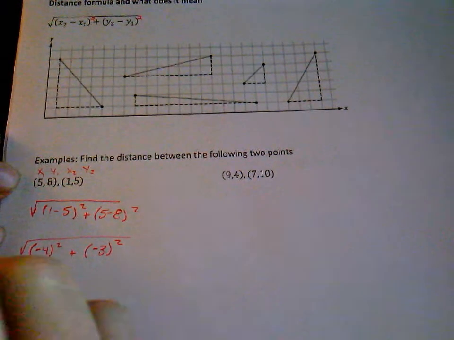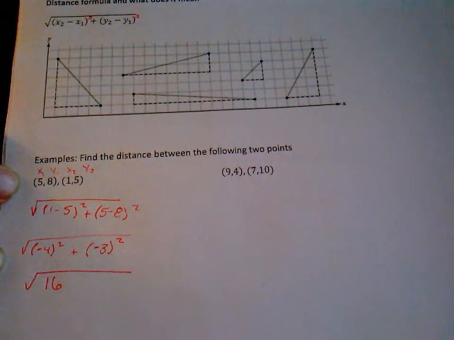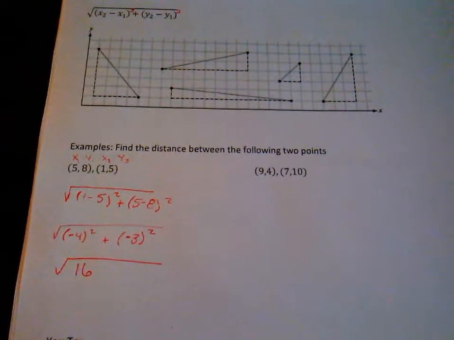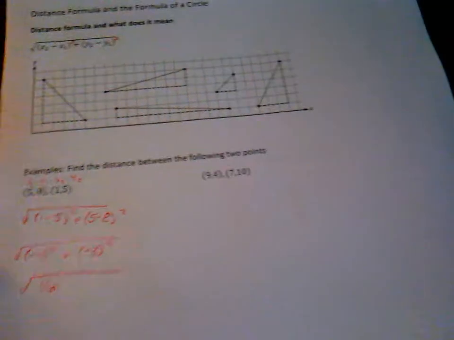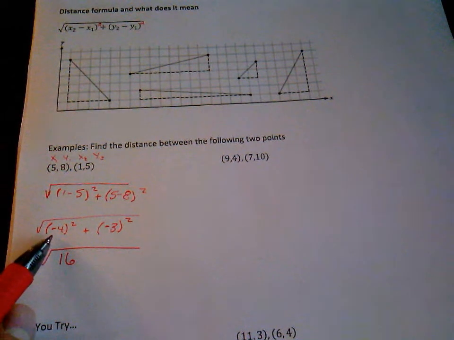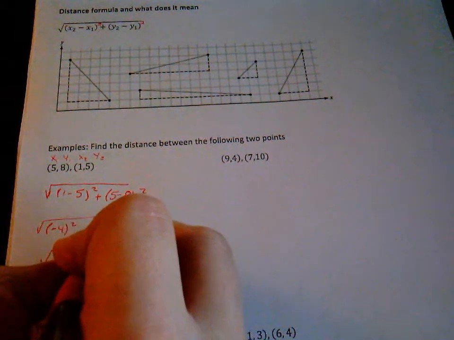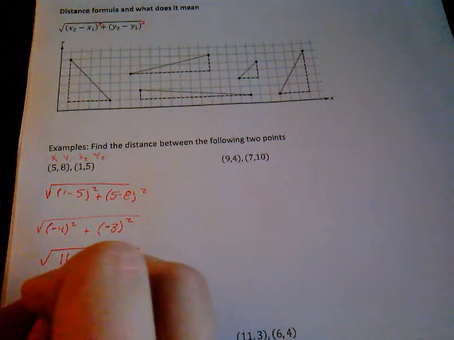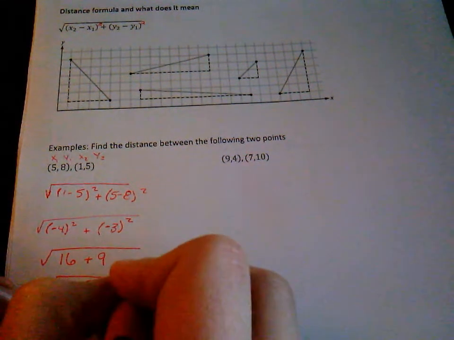So let's actually square these. Negative 4 squared is going to be positive 16. You should always get a positive number when you square something, because a negative times a negative is a positive, or a positive times a positive is still also a positive. So since you're just multiplying the same number, it's either going to be negative times a negative or a positive times a positive, which will always make a positive number. Negative 3 squared is 9. Okay. 16 plus 9 is 25. If you put 25 in your calculator, you get the square root equals 5.